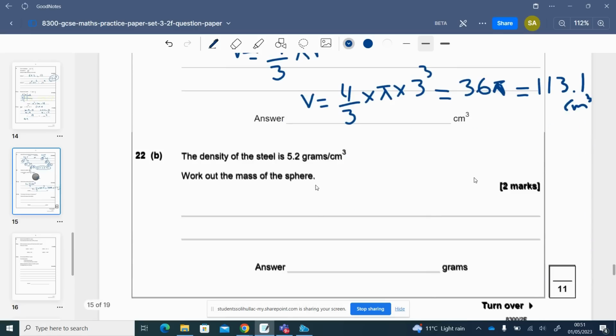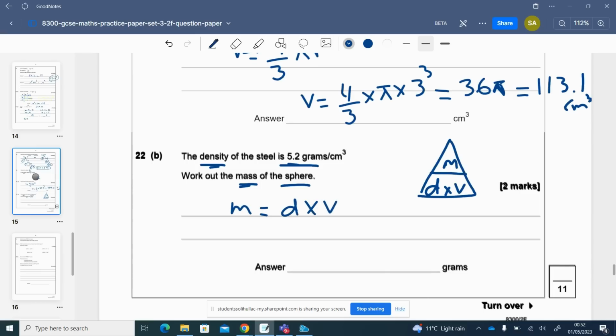Question number 22b. The density of the steel is 5.2 grams per centimeter cubed. Work out the mass of the sphere. Now, the formula which you need to remember to work out the mass is the density, mass, volume triangle. Okay, so we know the density is 5.2, that's D. Work out the mass, which means we need to work out the M here. Okay, so M equals D times V.